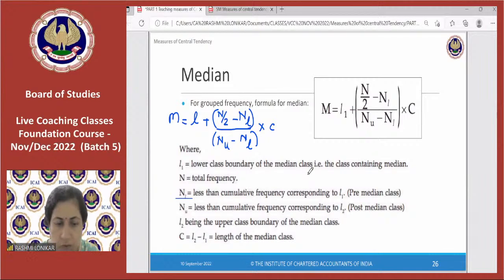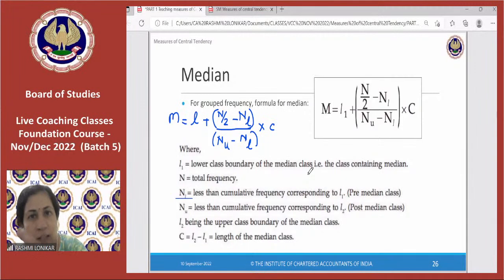Is there anything in the formula that you've not understood? Just let me know. So how are we going to solve it? We are going to first take the frequency distribution that is given to us, find our less than cumulative frequency, write down the class boundaries, and then do n by 2 and solve this up. Okay.